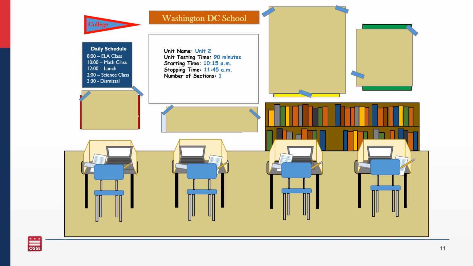Both this slide and the previous slide are examples of secure testing environments where all non-permissible wall displays are not in view and students are adequately separated from each other during testing. Additional details on how to set up testing environments can be found in the Test Administrator trainings and/or manuals.